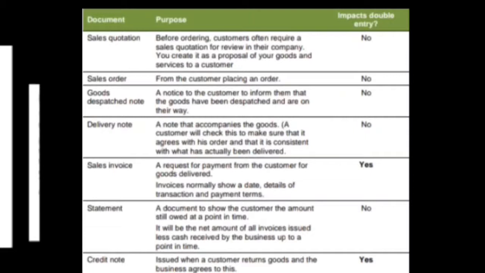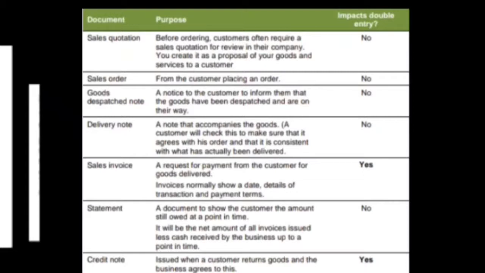So that is called sales quotation. Then after that, he places an order. Then goods dispatch note. When the company dispatches the goods to the customer, before that it issues the dispatch note that goods are on the way to the buyer, so that he may come to know that the goods have been dispatched by the company.